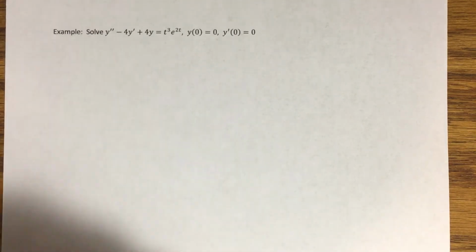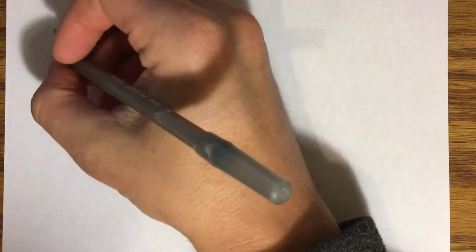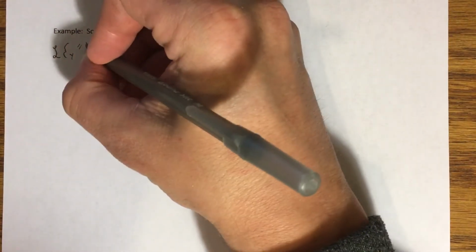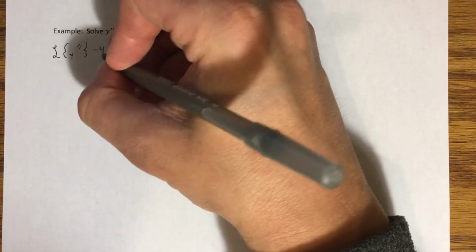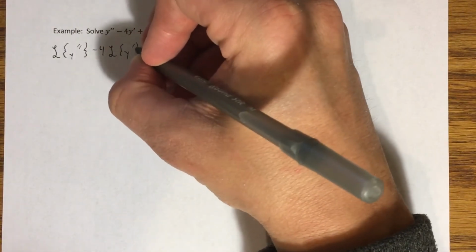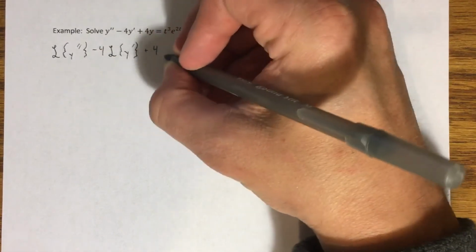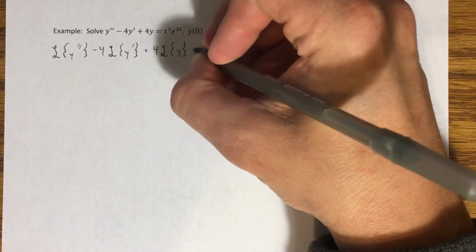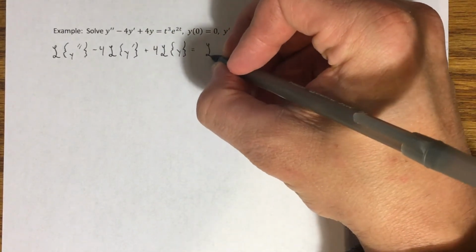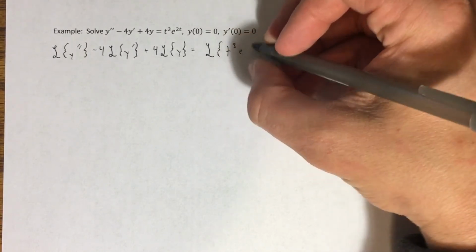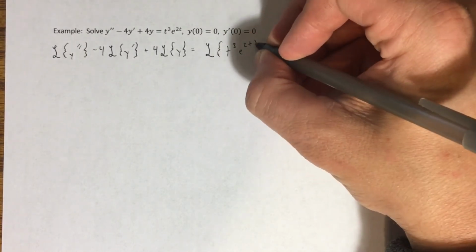Okay, so as we've been doing, I'm going to take a Laplace transform of both sides, and I'm going to use linearity. So we're going to get the Laplace transform of y double prime minus 4 Laplace of y prime plus 4 Laplace of y equals the Laplace transform of t cubed e to the 2t.